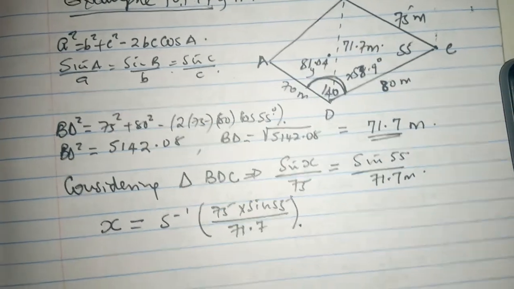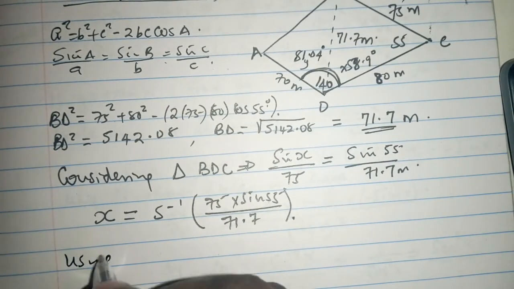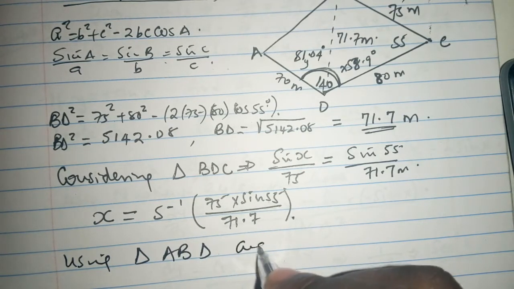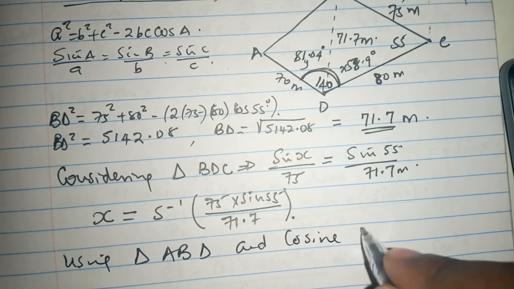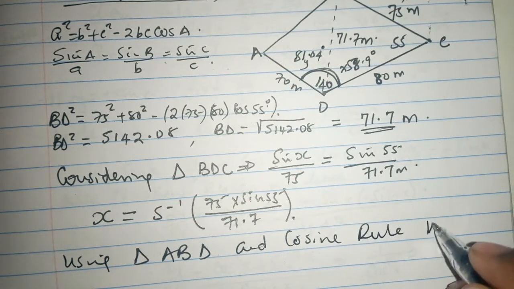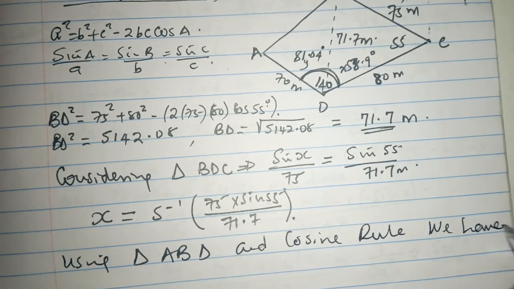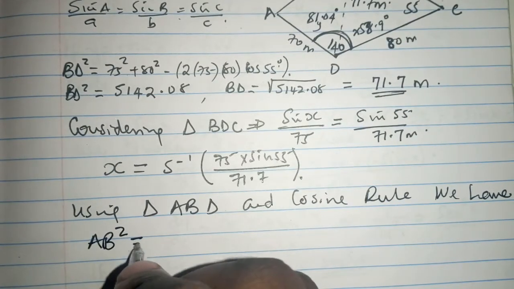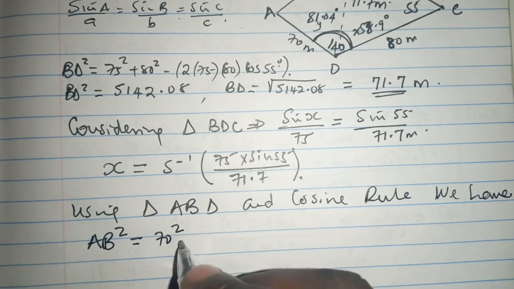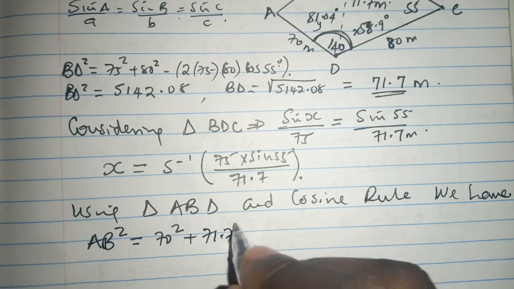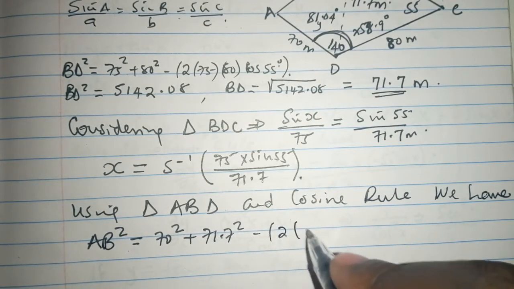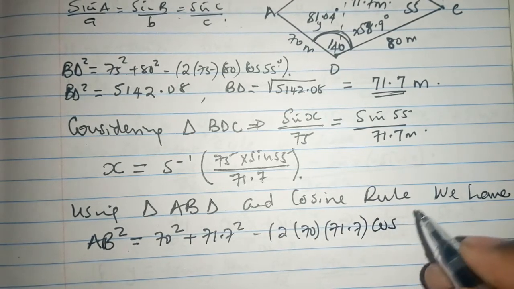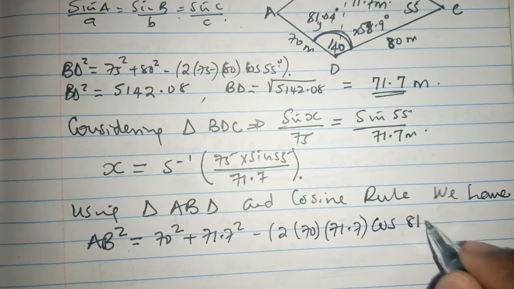Again, using triangle ABD and the cosine rule, we have AB squared equals 70 squared plus 71.7 squared minus 2 times 70 times 71.7 times the cosine of 81.04.